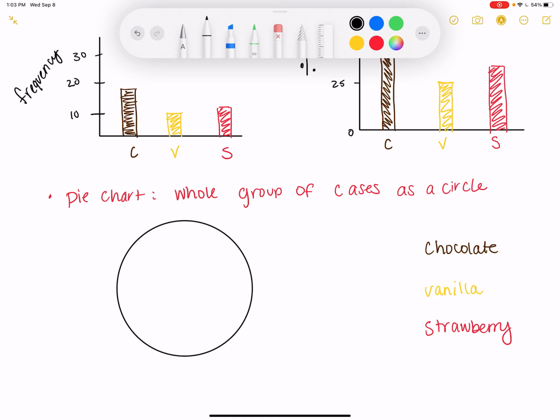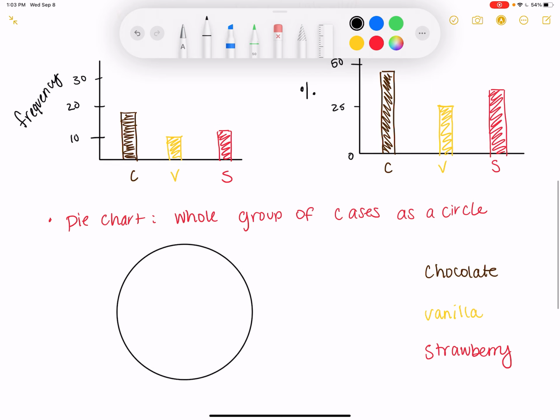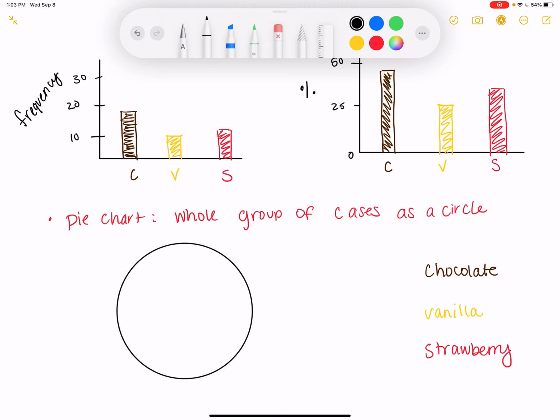I'm gonna go ahead and break this up into pieces, and then we'll color it in and label everything. So again, you're going with frequency, so 45% for chocolate. So I need almost half of it to be broken up for chocolate.